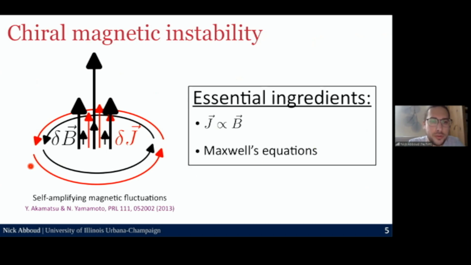But it seems, from this picture, that the essential ingredients are just Maxwell's equations and a current that goes with the magnetic field. So provided that one can find a current going with the magnetic field in a different context, this suggests that this instability could be more general.